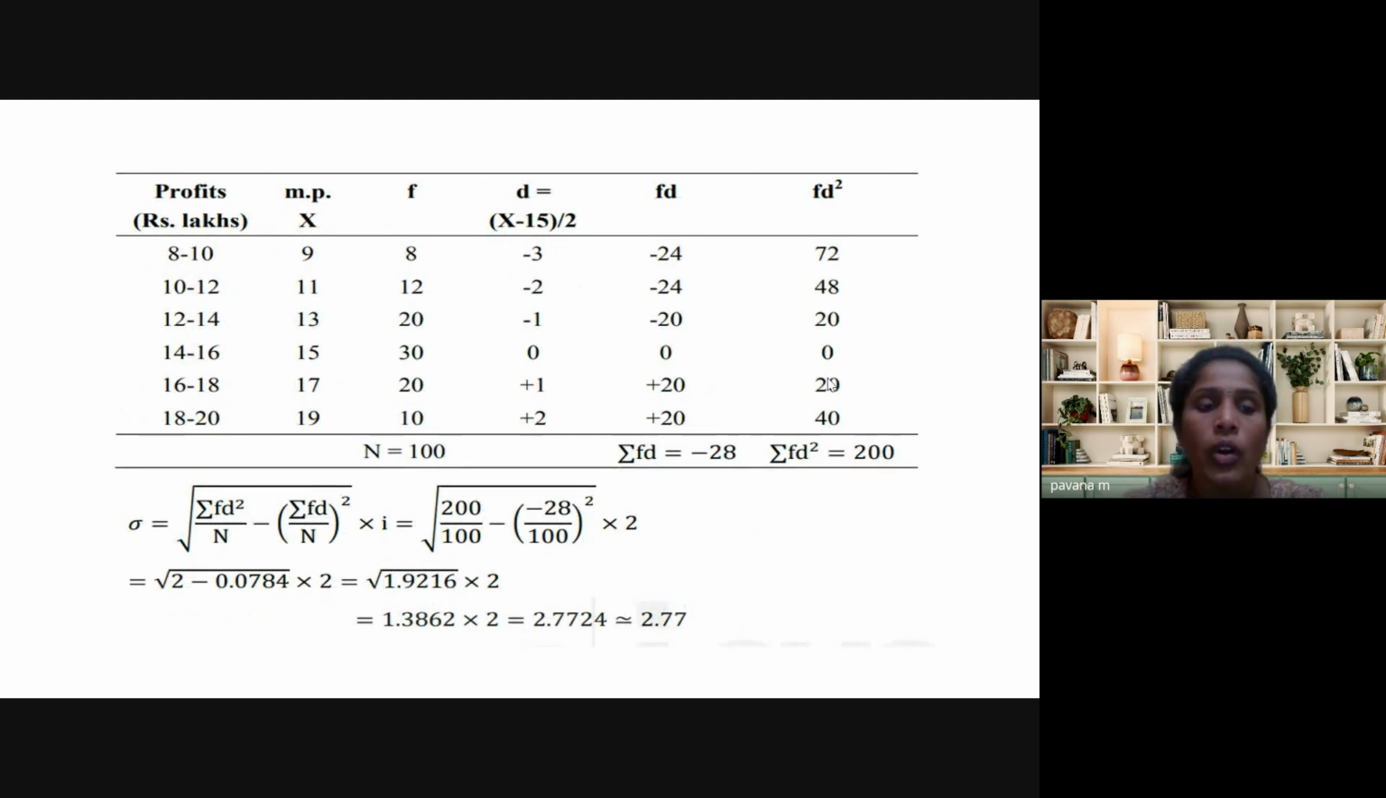Now take the data, profits: 8 to 10, 10 to 12, 12 to 14, 14 to 16. That data is given in the problem. Next you have to calculate the midpoint, x. So 8 to 10, midpoint is 9, 10 to 12, 11, 12 to 14, 13, 14 to 16, 15, 16 to 18, 17, 18 to 20, 19. And the frequency that is given in the problem: 8, 12, 20, 30, 20 and 10. And you have to calculate D. D means x minus a by I.